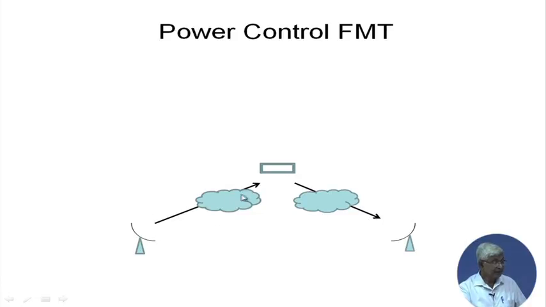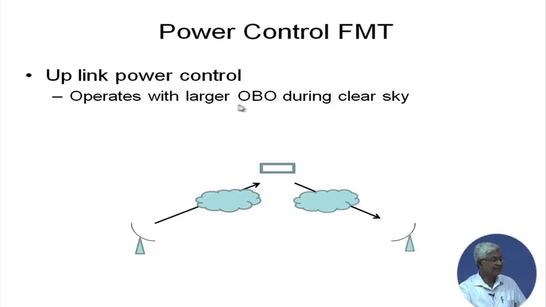You can see the uplink, there is some rain, I have shown here a cloud, there is rain, and in the downlink also there is some rain. So, uplink power control operates at larger output back off during clear sky. You know, output back off, if you remember, that was because non-linearity is coming, you have to operate in the non-linear region. So if you have to increase the EIRP, you will suddenly get into the nonlinear region. Therefore, in the clear sky, you have to operate with a larger output back off, so that even during rain when you increase the EIRP, it does not exceed the linear region and enter into the nonlinear region.